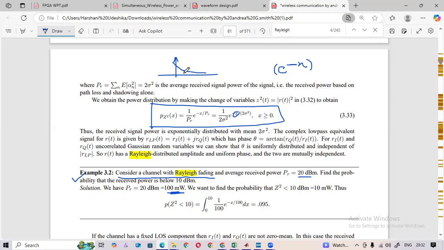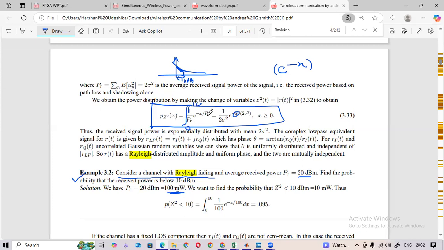So let's say that here this point is 10 dB. Now you are asked to find the probability below the 10 dB, maybe here, this probability. So how do we get it? You need to integrate this from 0 to 10 dB. Then you can find the total probability because you need to add all these probabilities. To add all these probabilities, you need to integrate this from here to here. So this is the distribution.